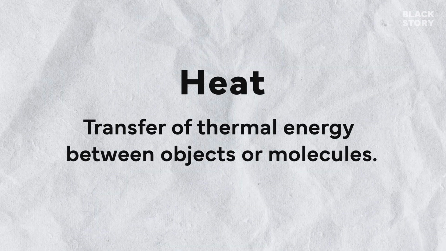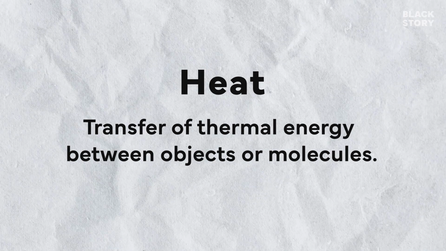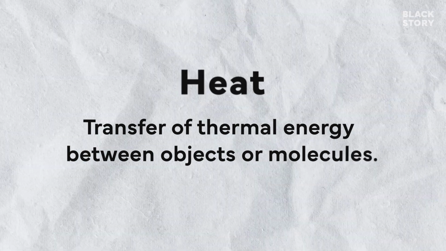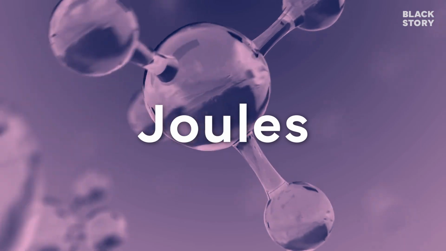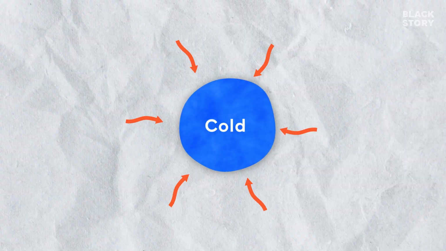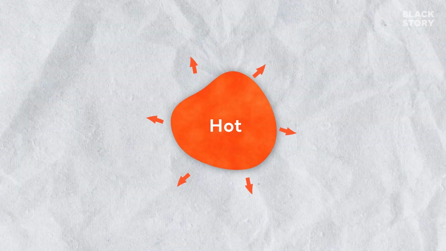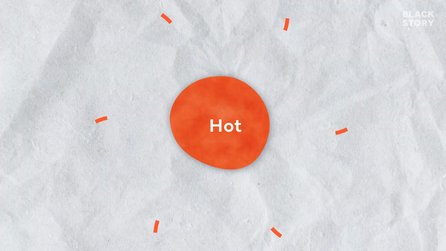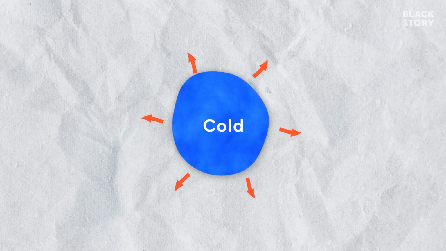Now coming to heat. Heat is the transfer of thermal energy between objects or molecules within a system. It is measured in joules. An object or system either gains or loses heat. It can't have heat on its own. In other words, heat is the measure of change and not a property possessed by an object or system.